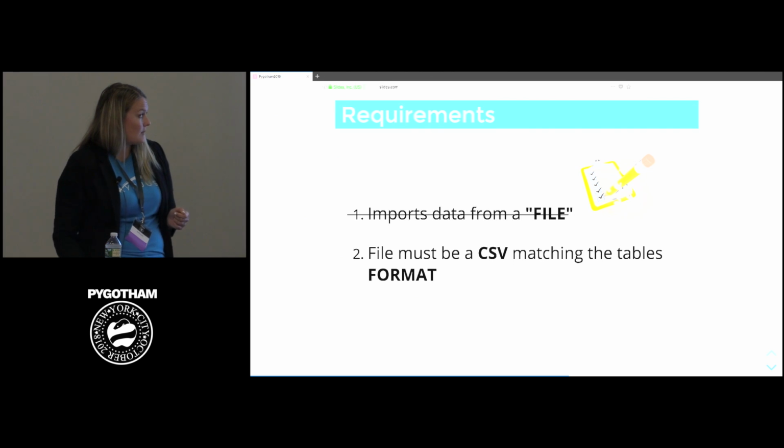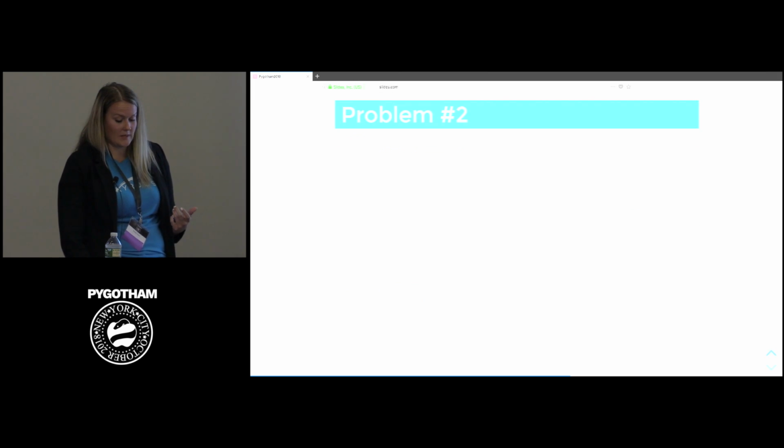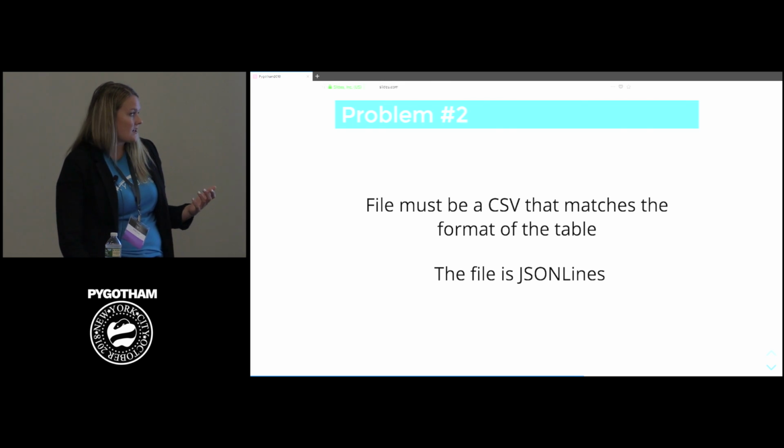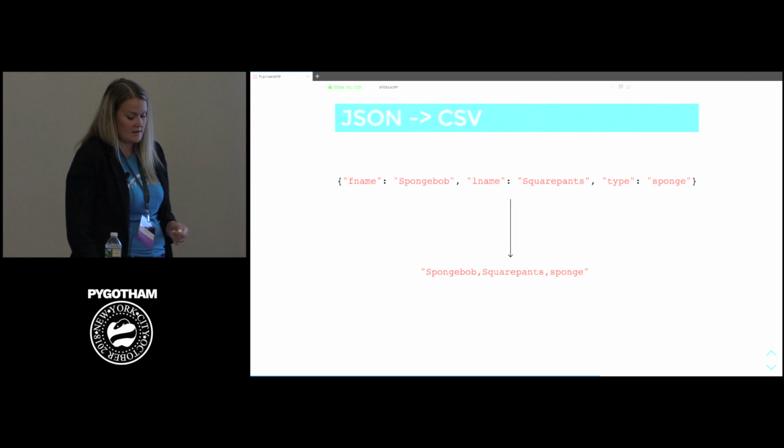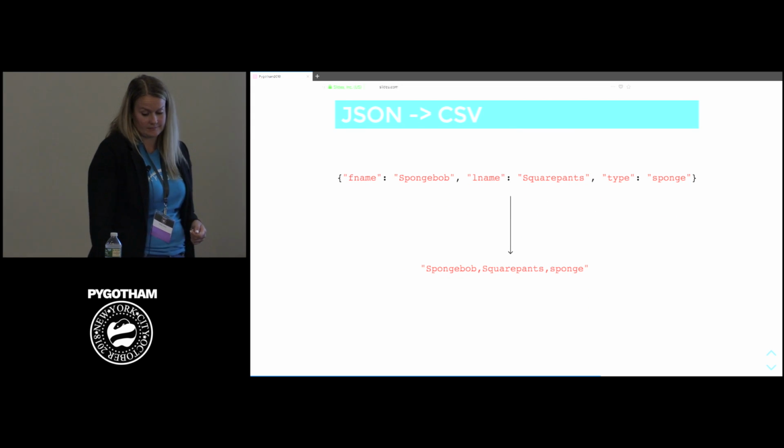Our second requirement is that we need the file to be a CSV, and it needs to match the table's format. So let's go into that a little bit. Remember, this is what our data looks like. We need to convert one line of JSON into one line of a CSV.